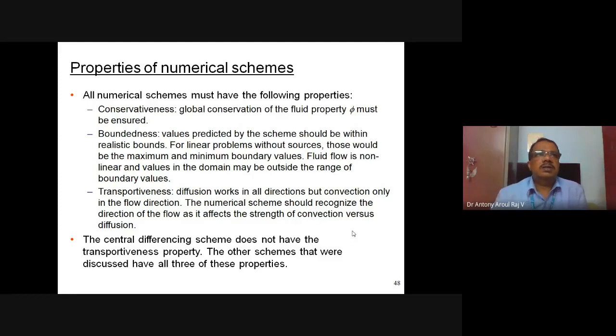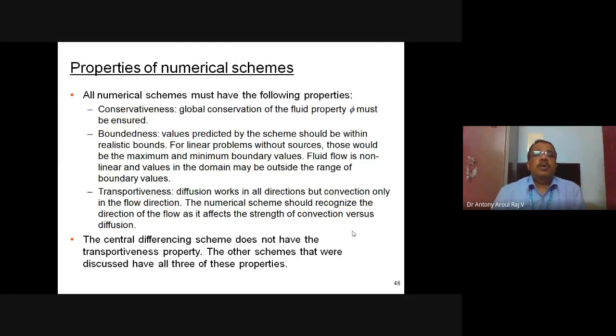having global conservation. What is global conservation? Whatever equations we are solving are all conservative equations only. So that means at the lower level also, at the mesh level also, this conservation should be satisfied. That is what is called conservativeness. Whatever discretization scheme you are using, it should have the property called conservativeness.